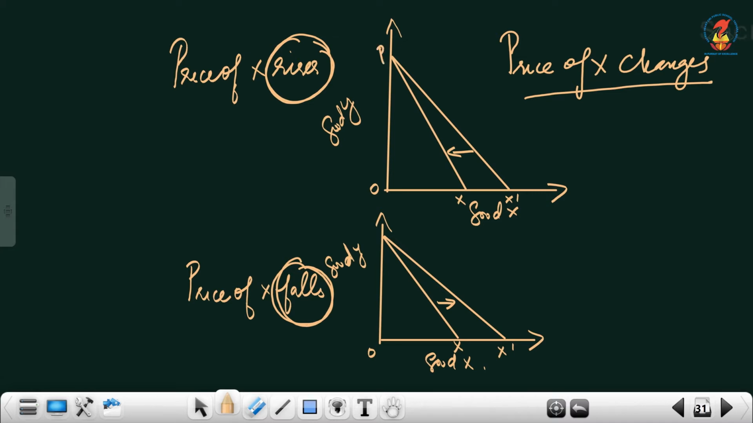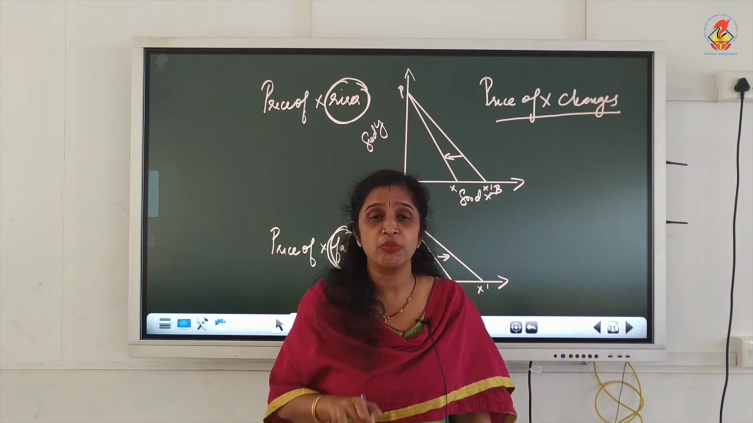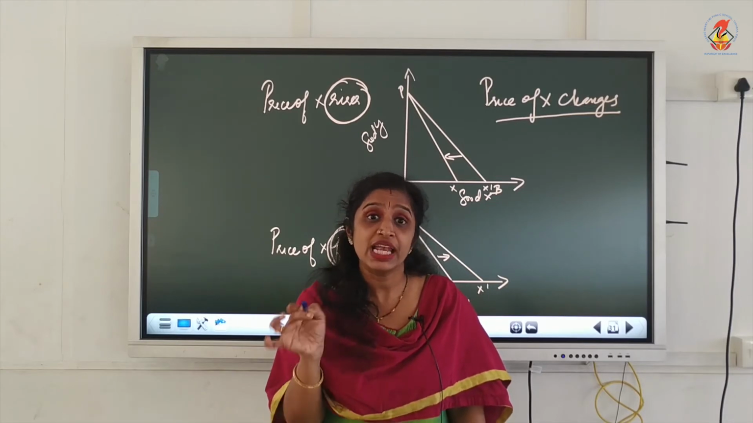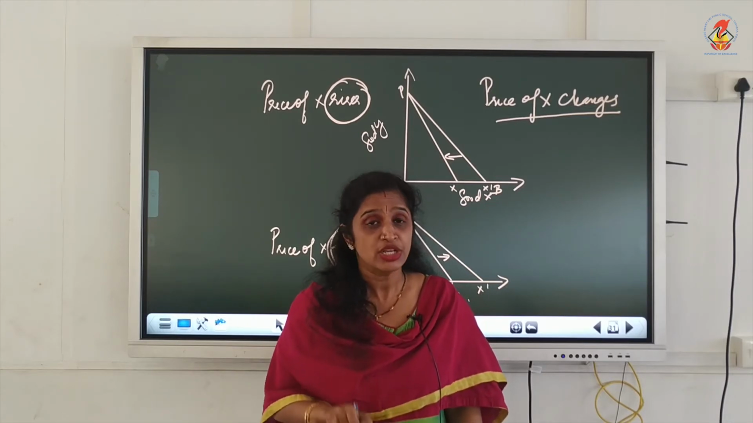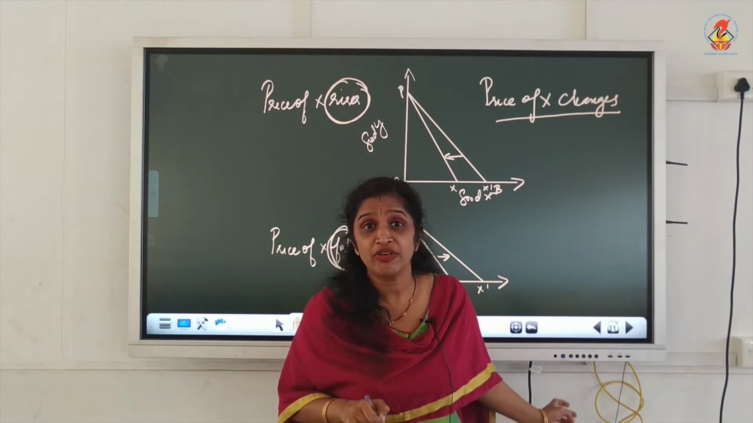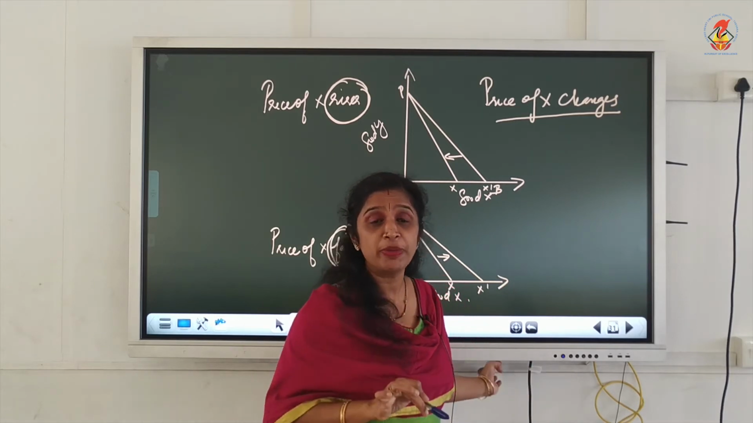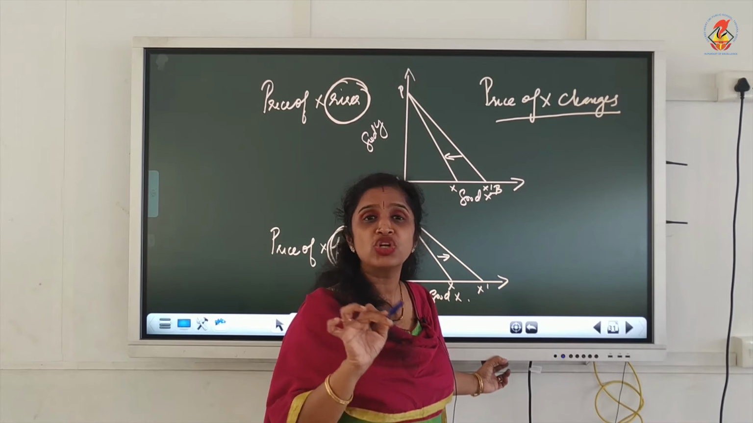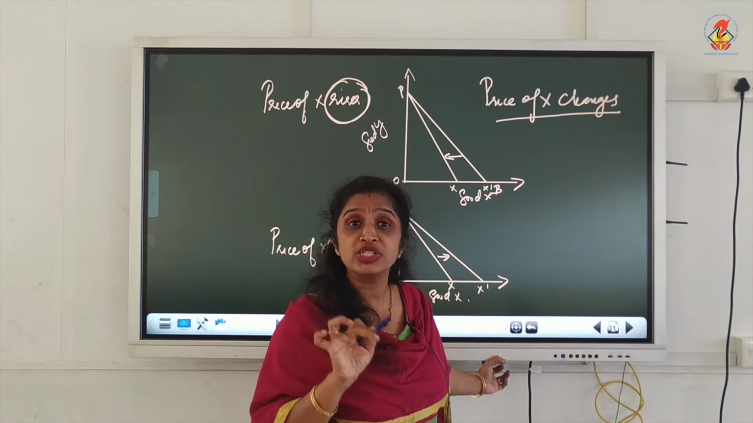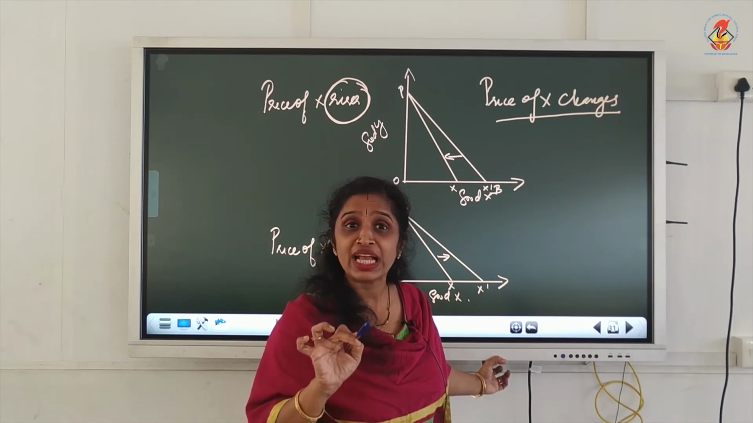This is the initial budget line PB. What happens if the price of X rises? Normally, when the price of a commodity rises, we will buy less of that commodity, isn't it? So what happens to the budget line of X? Here one thing you have to keep in mind, price of Y is not changing, it is remaining constant. So don't touch Y, only X is changing.